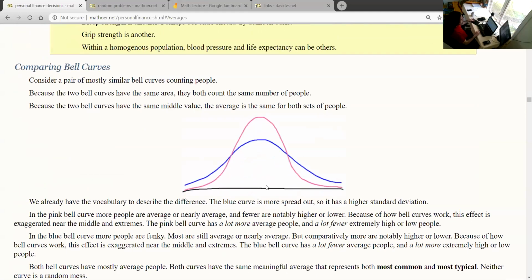Here are two different bell curves. They both have the same average value, and they both have the same number of people underneath them. It's just that in the pink one, there are a lot more people close to average. In the blue one, some of those people are distributed to the sides a little more. More people are funky, above or below average to a more extreme degree. Does that make sense?